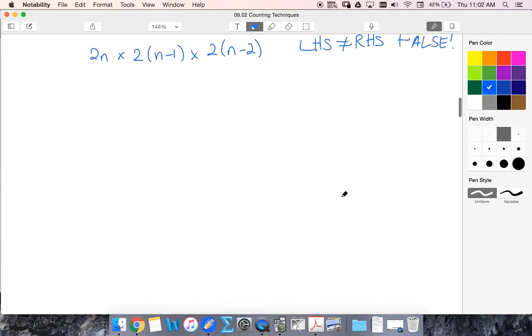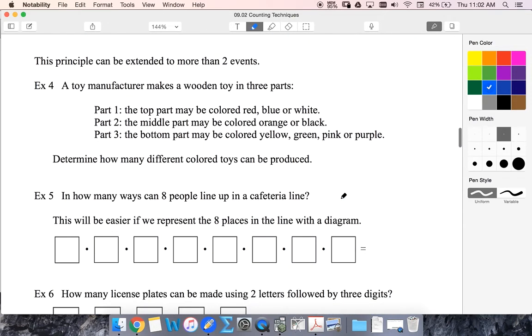So let's look at an actual example. A toy manufacturer makes a wooden toy in 3 parts. The top part red, blue, or white, middle orange or black, yellow, green, pink, or purple. So how many different toys? So the number of toys is going to be 3 for these 3 colors, 2 options here, and then 4 options on the bottom. That's 24 different outcomes.